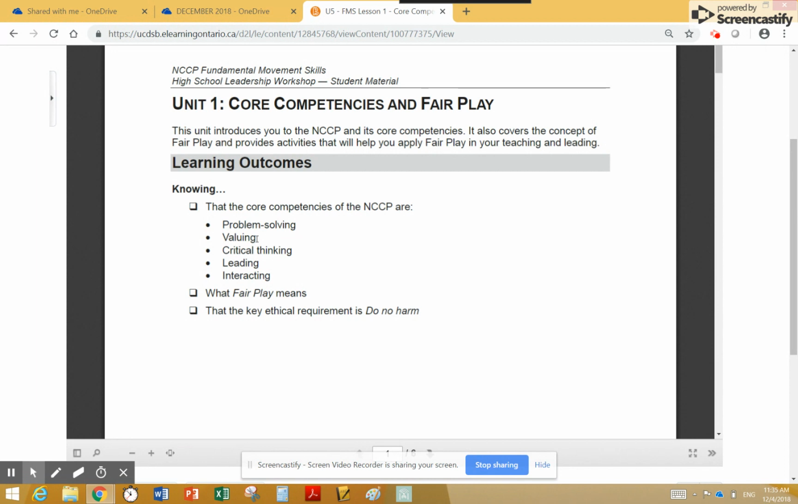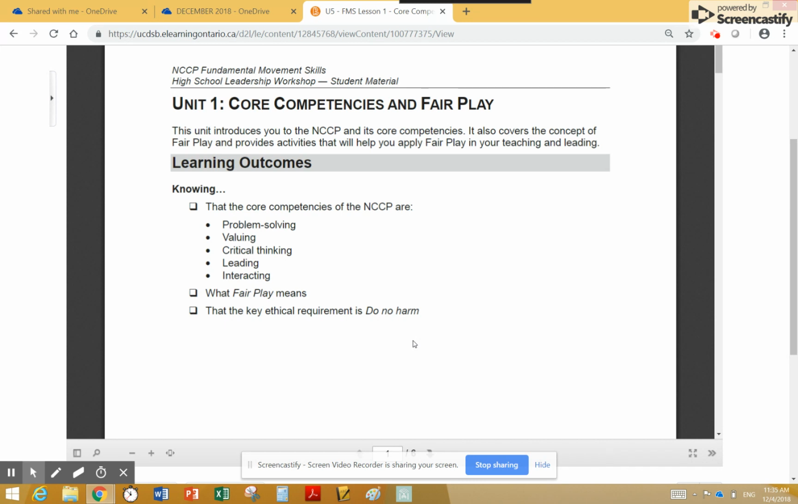So problem solving, valuing, critical thinking, leading, interacting. Quite similar to what we do in the education system, what you're doing every day in class. It should look something like this all the time. Looking at what fair play means, and also the key ethical requirement in the end is to do no harm. So what you're doing should not harm anybody.